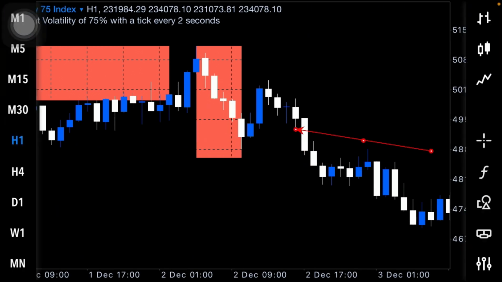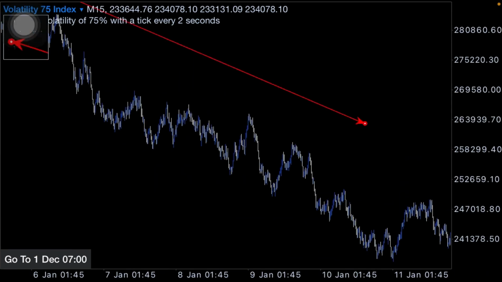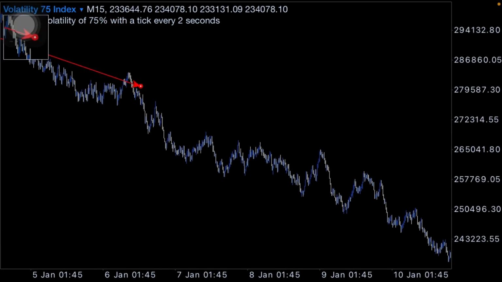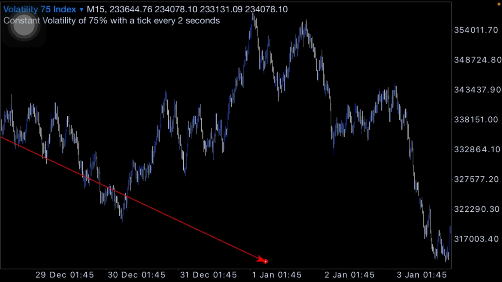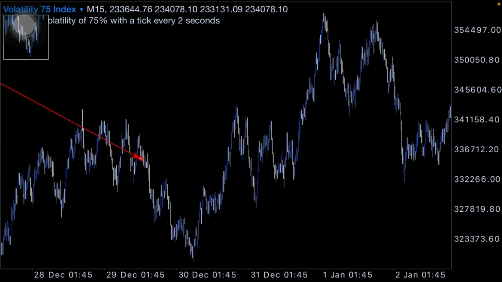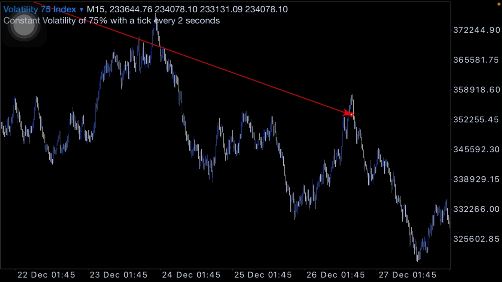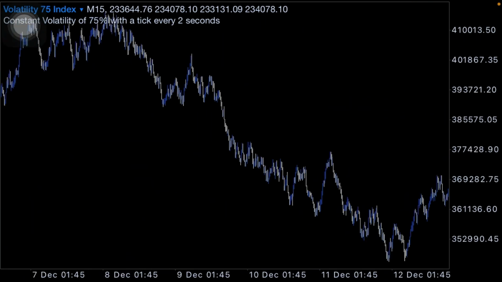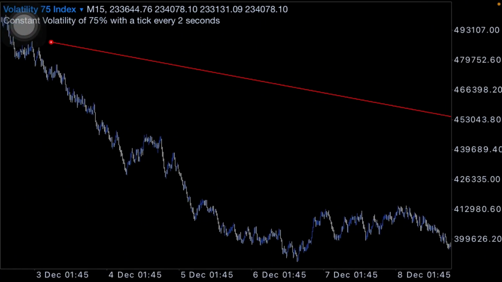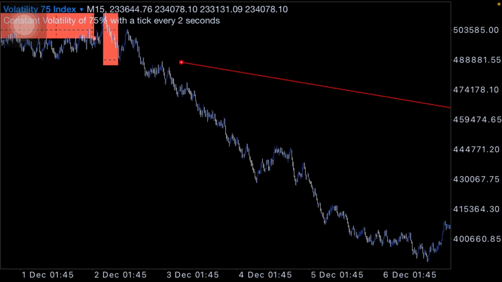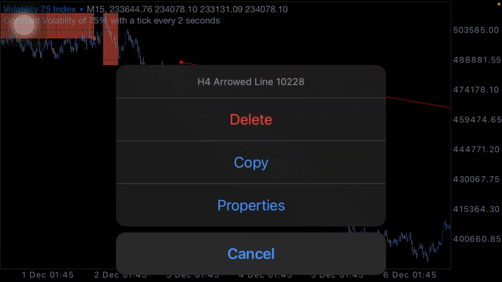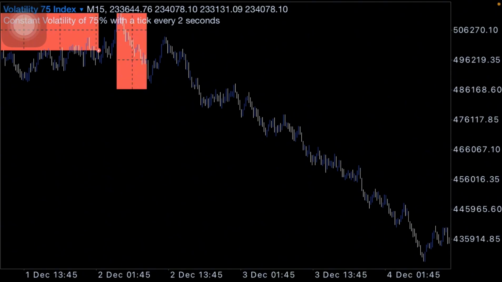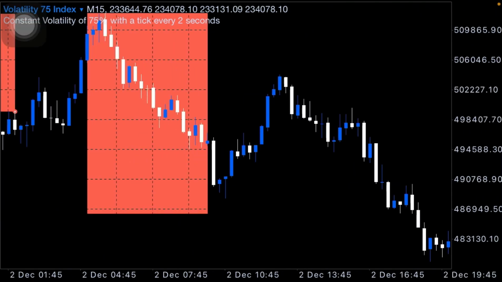Then scale down again to the lower time frame. This time around, we are going to the 15 minutes time frame. Okay, we have successfully arrived at the 15 minutes time frame.